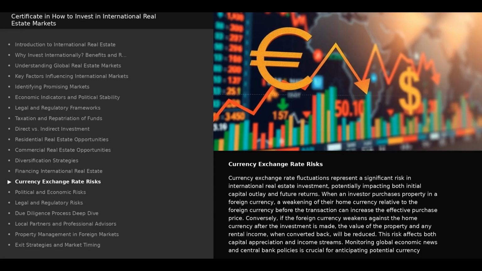Conversely, if the foreign currency weakens against the home currency after the investment is made, the value of the property and any rental income, when converted back, will be reduced. This risk affects both capital appreciation and income streams. Monitoring global economic news and central bank policies is crucial for anticipating potential currency movements. Understanding these dynamics is vital for protecting investment value.